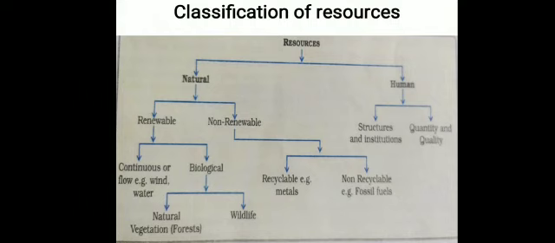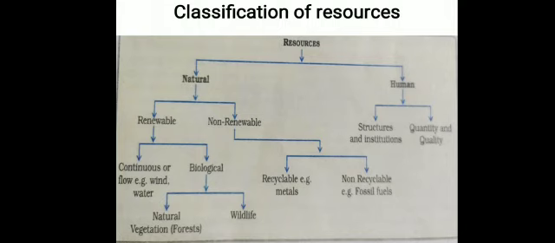Classification of resources. Resources are divided into two parts, natural and human. Natural resources are further divided into renewable and non-renewable. Renewable: once we use, we can regenerate it. In renewable, again, continuous, for example, wind, water, solar, etc.